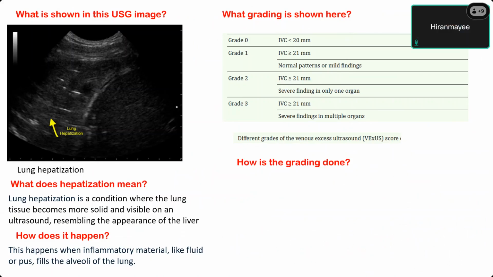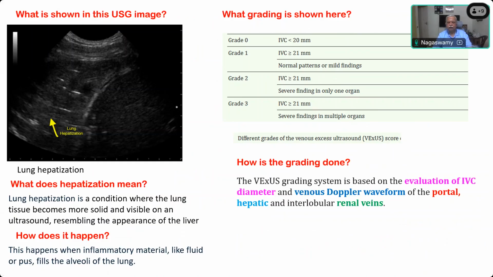Sir, when the IVC collapsibility index is inconclusive. What do you see? It is given here: normal pattern, mild findings, severe findings only in one organ, severe findings in multiple organs. So that is all given here as a clue. Sir, we take the Doppler of various veins. Which organ veins do you take? Kidney, sir. Kidney and liver. Okay.